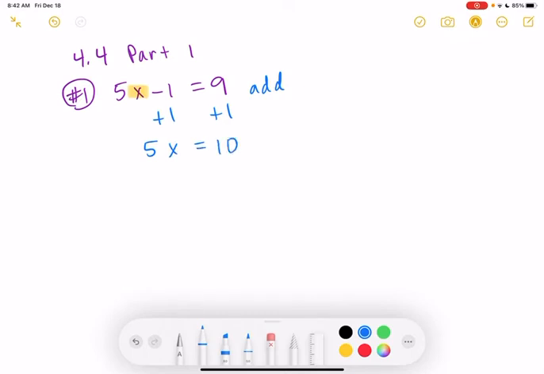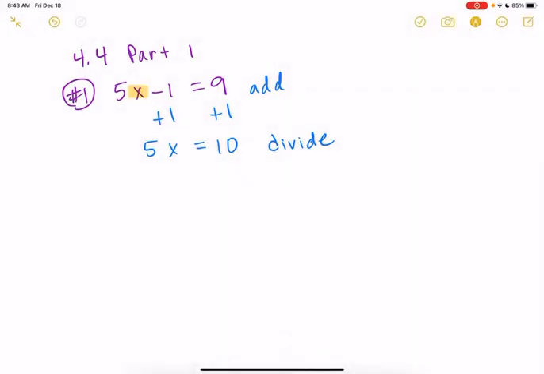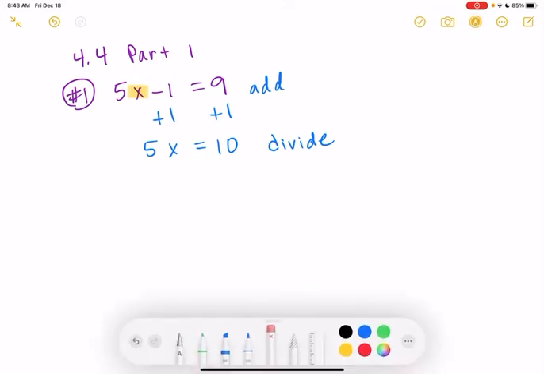All right, what do I do next? Show me that card. I would divide, right? Because that's attached by multiplication. 5x is 5 times x. So I would divide. What do I want to divide by? Get that x by itself. I want to divide both sides by 5. There we go. The 5's cancel out, so I have x equals 10 over 5, which is 2.